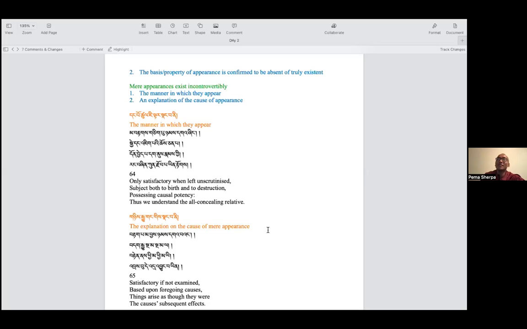So, let me quote Shantideva. As soon as all thing and non-thing have vanished from your mind, at that point you will not have any object to be seen.